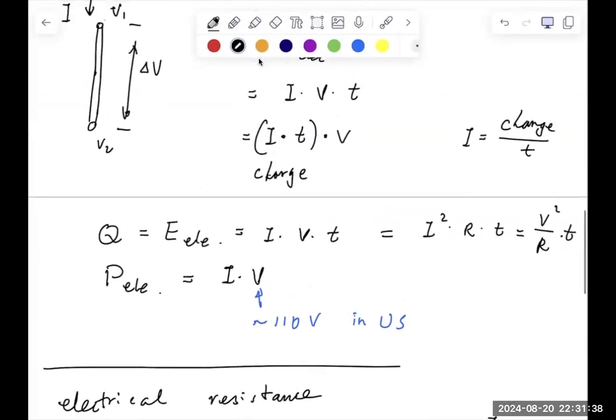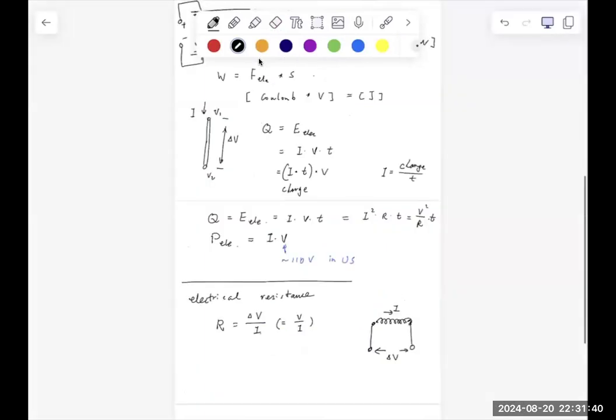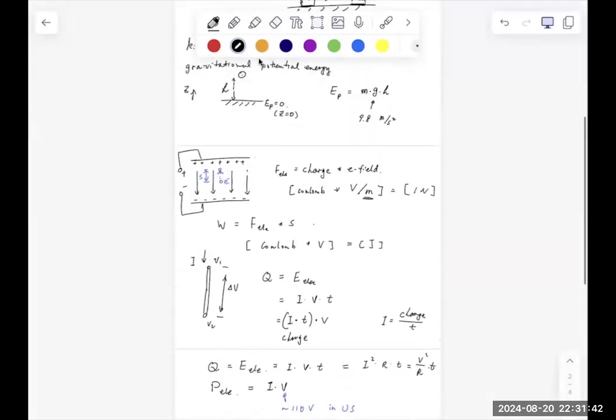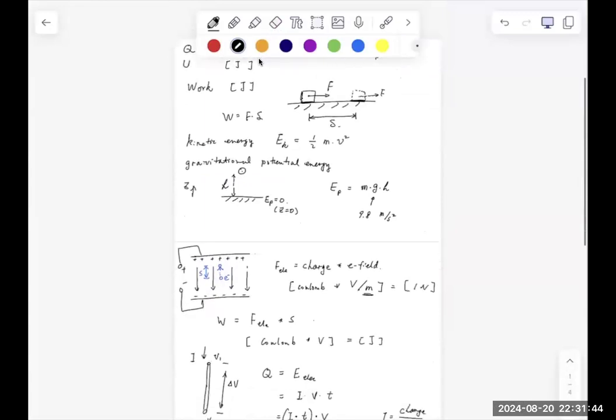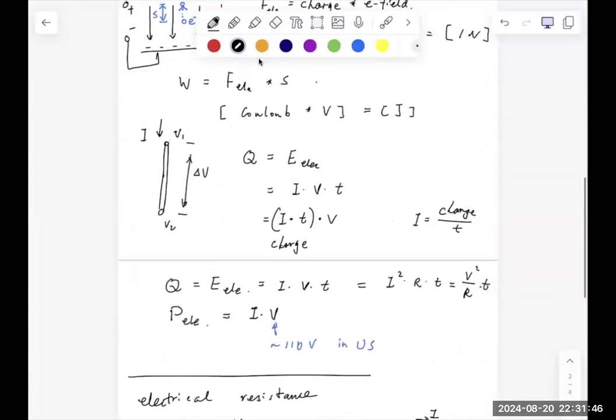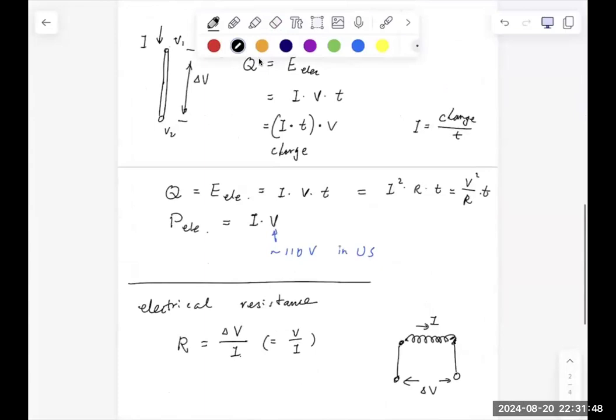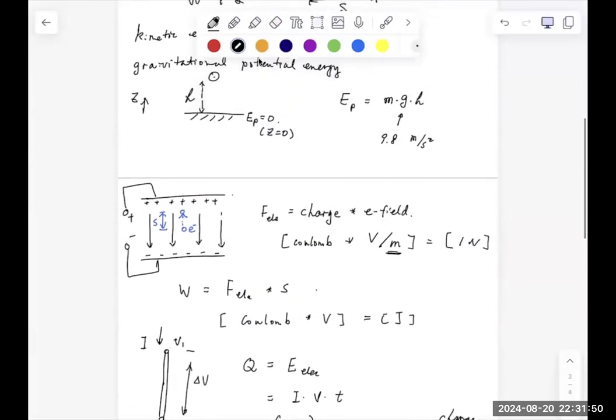Okay, so I just make these things as a background. I think these are background if you have taken some high school physics or some physics classes. All right.